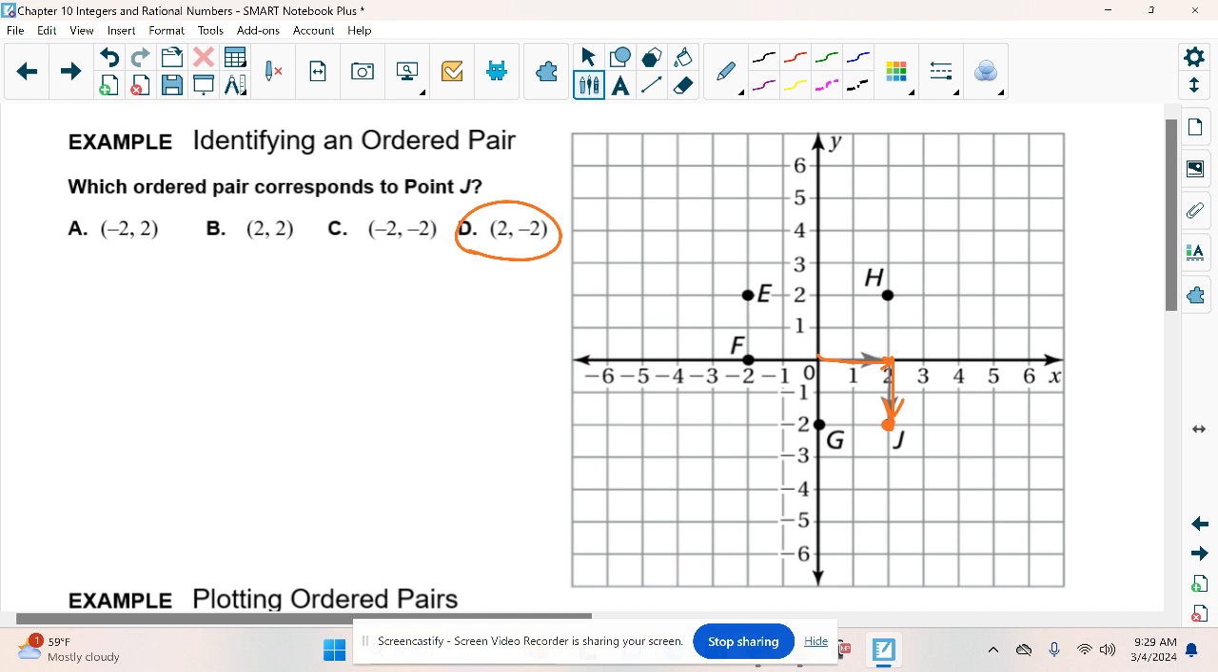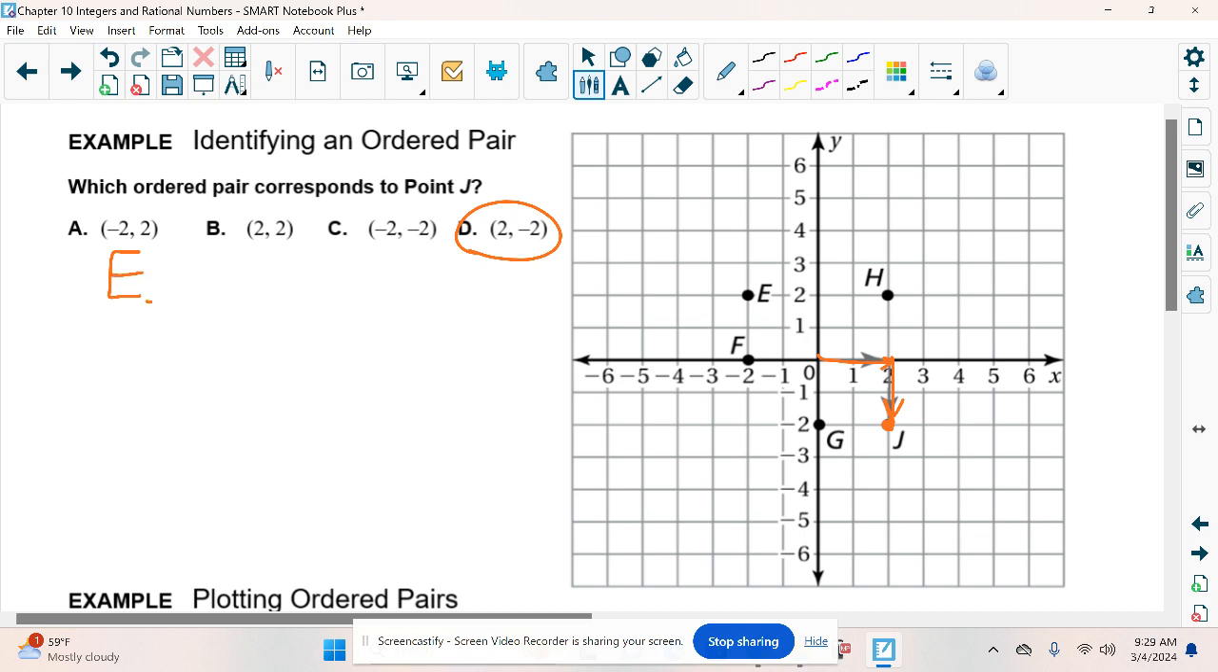Which one goes with negative 2, 2? So letter A right here, which one of these points goes with negative 2, positive 2? It's the one beside E. If I start at 0 and I go negative 2, positive 2, what letter is that? E.